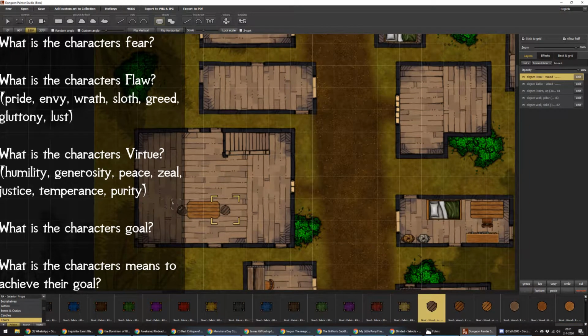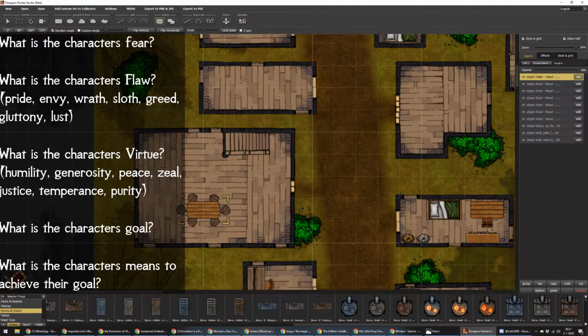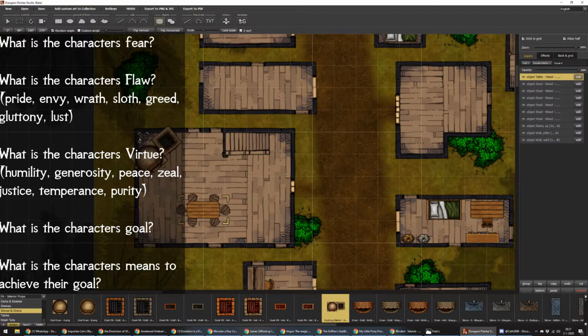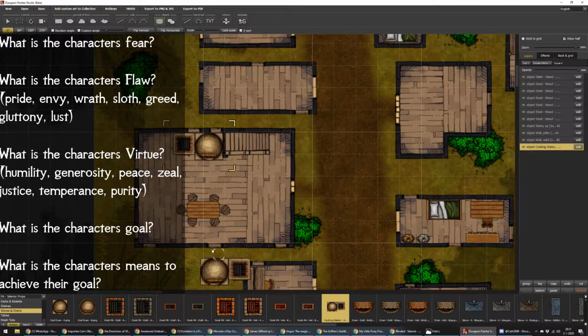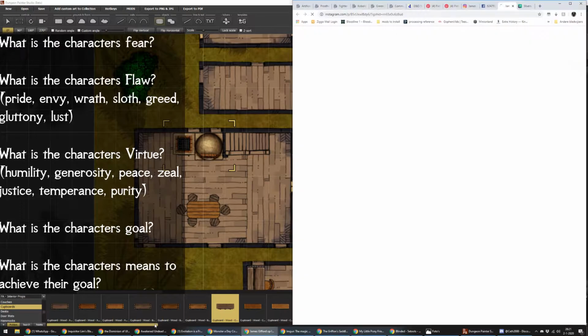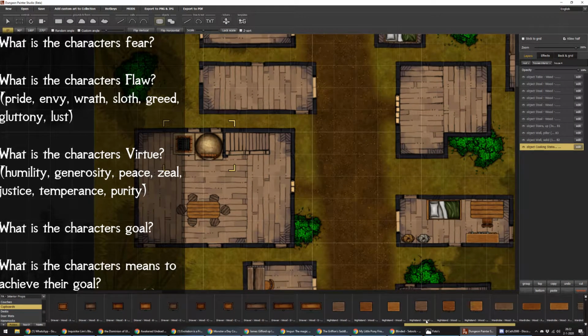What is the character's goal? To become a lich. This would mean that he will no longer die, or at least he will no longer pass to the afterlife. What is the character's means to achieve their goal? Well, you can really make that anything. The one that immediately springs to my mind right now would be that he is a follower of Vecna.